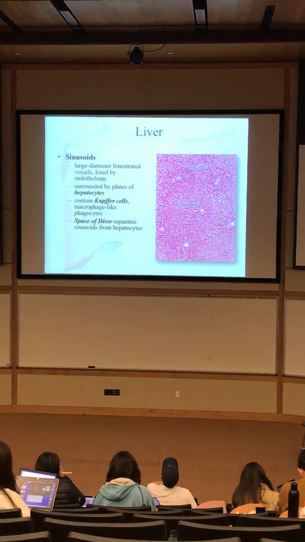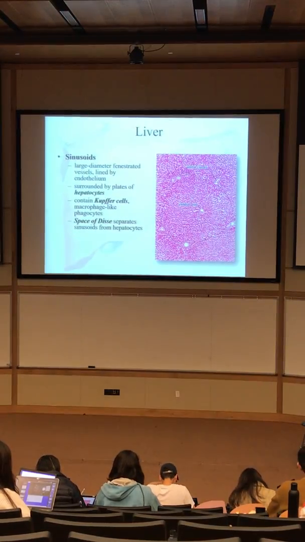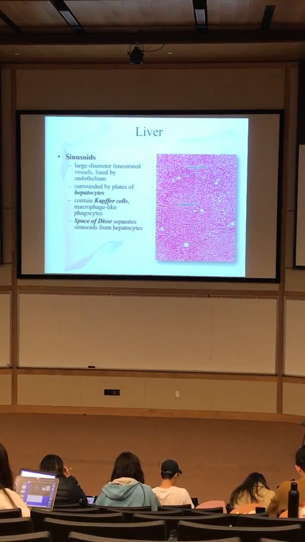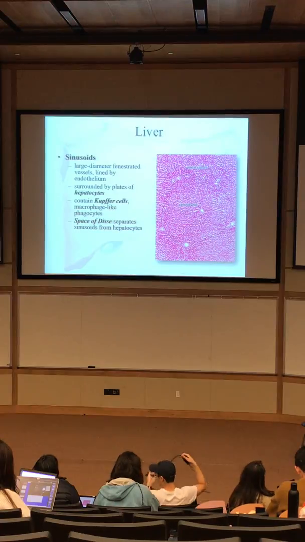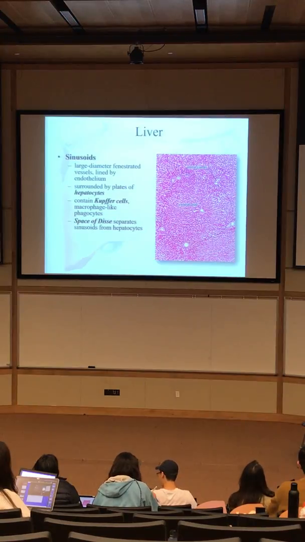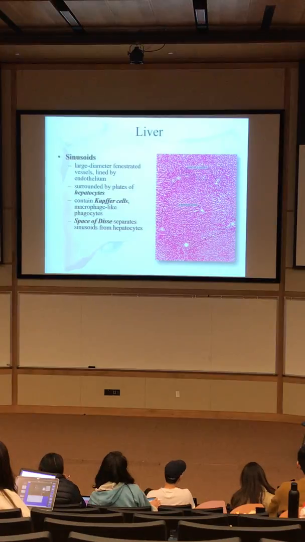Now, there's an interesting little buffer zone which is called the space of Disse. You'll hear most anatomy or histology professors call it the space of Dissay. That's what my teacher called it. If it was French and had an accent on the E, it would be Dissay, but it's not. It's German. I'm learning German on Duolingo right now, and I am an expert in German pronunciation, and so it's Disse, not Dissay. I just had to get that off my chest.